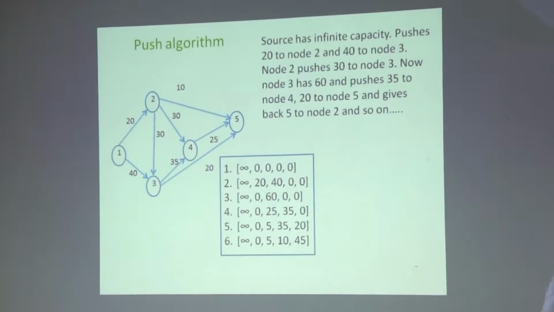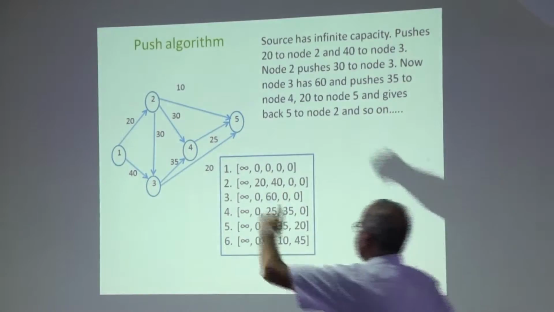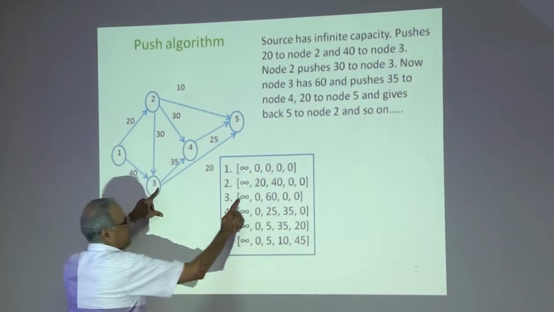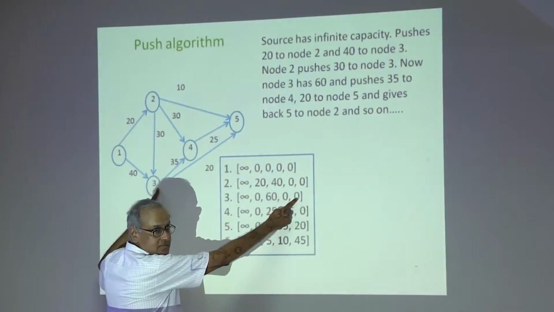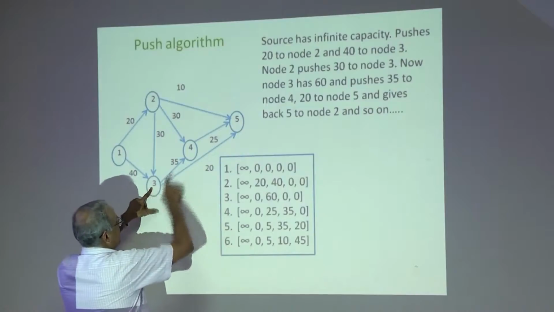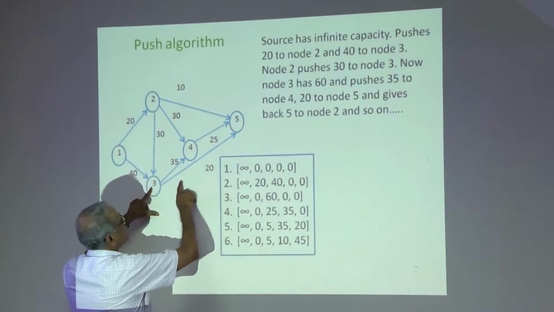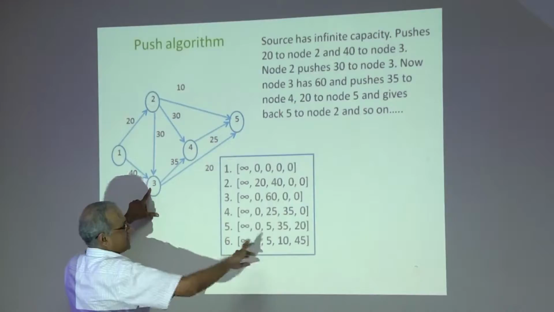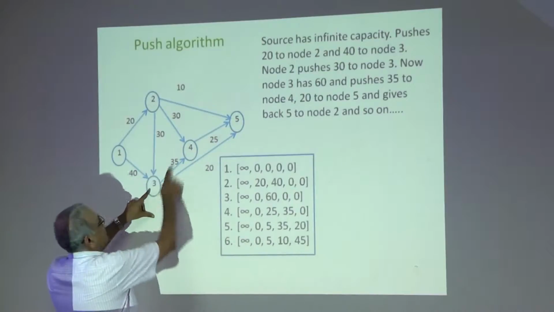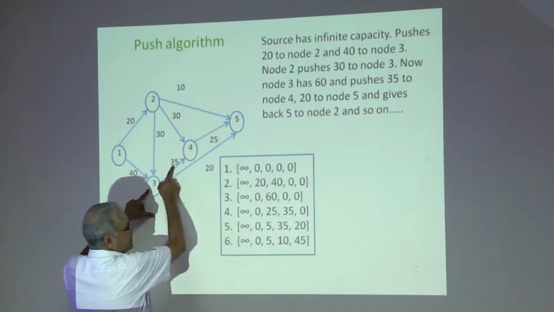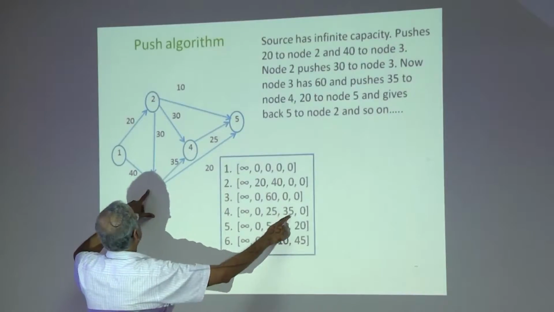If I write what I have told you, the different steps will be infinity, 0, 0, 0, 0. Now this is sending: infinity, 20, 40, 0, 0. Now this 20 is coming back here, so infinity, 0, 60, 0, 0. Now the 60 is becoming 35 and 20. So more intelligently it will become 25, 35, because this can send, actually it should be 35.